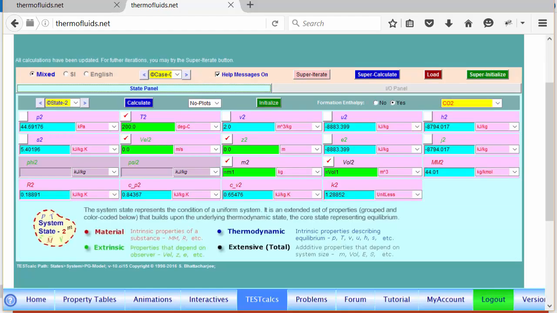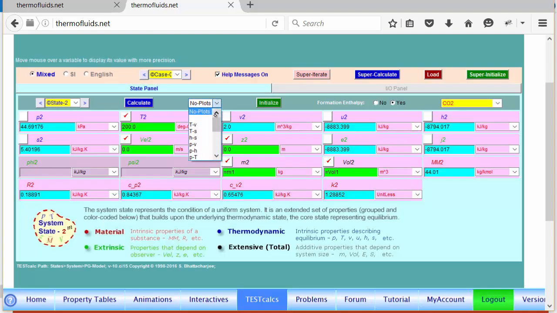There are many other features of TESTcalc. I don't want to go in there, but finding a state is really easy. You essentially enter the properties that are known and hit the enter button or click the calculate button to calculate the values of all the other properties.